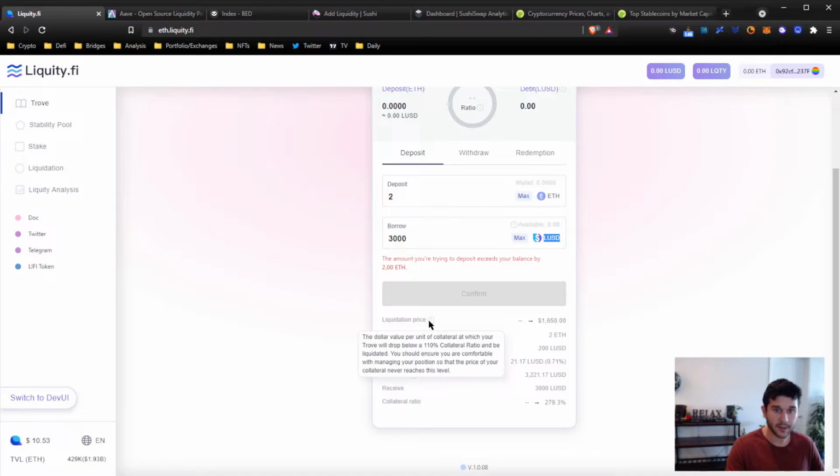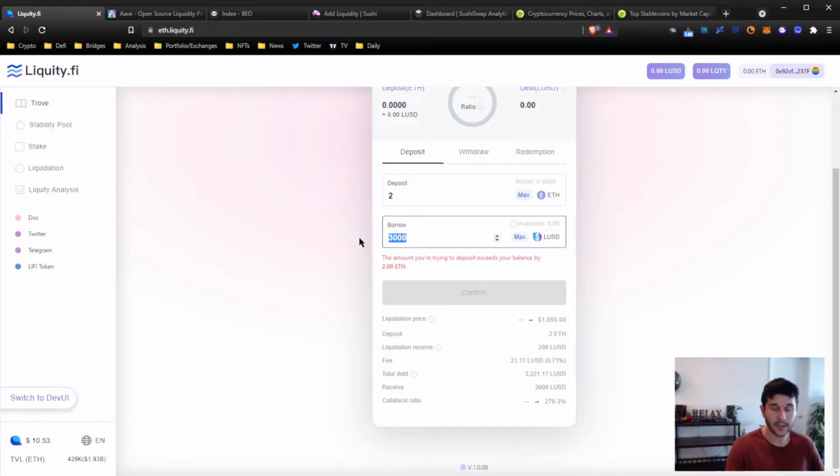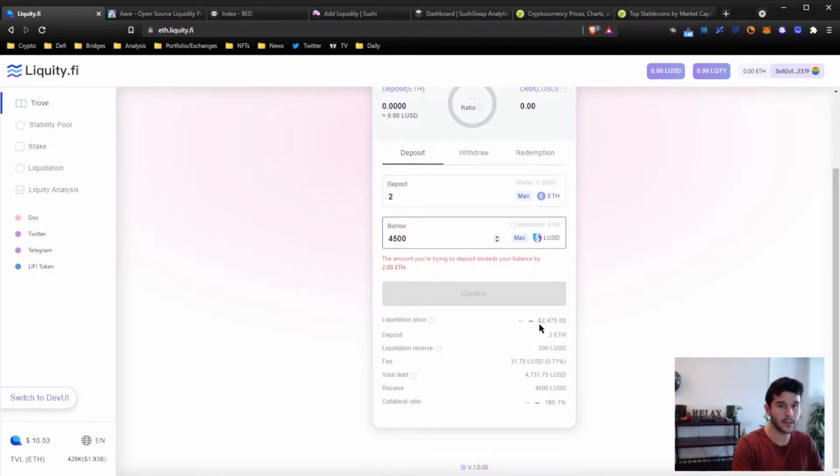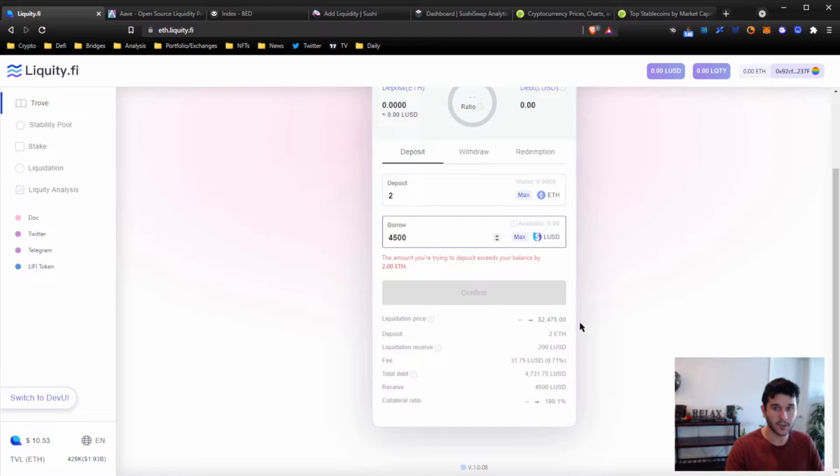If Ethereum were to drop down to this level, you would be liquidated. 1,650 is a pretty safe price at this point, but if you want it to be really safe, maybe you only borrow 2,000, that would drop your liquidation price down to 1,100. If you want to be a little bit more risky, you could do 4,500. That would increase your liquidation up to 2,475.